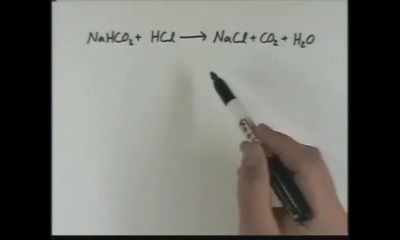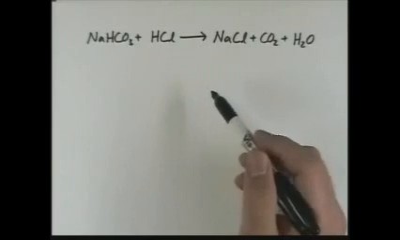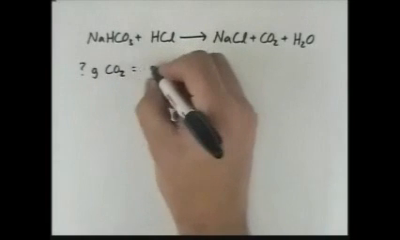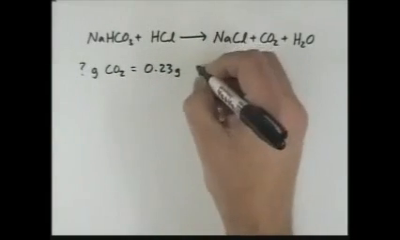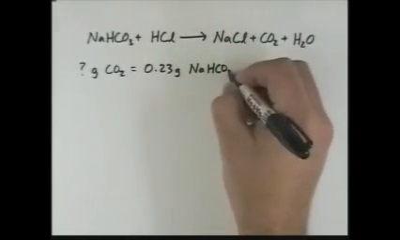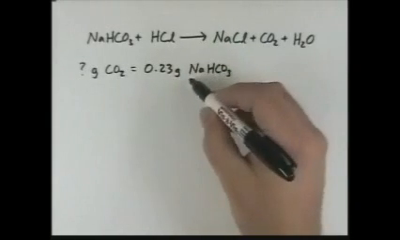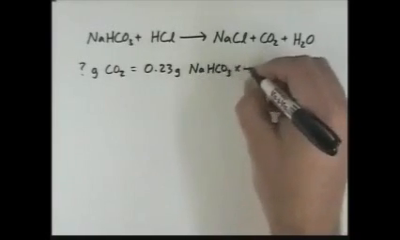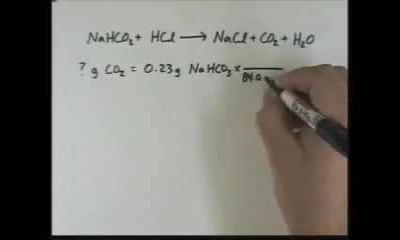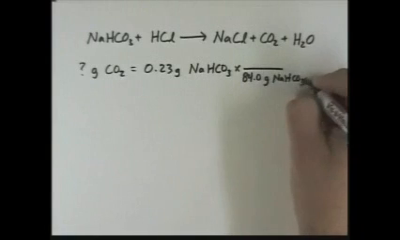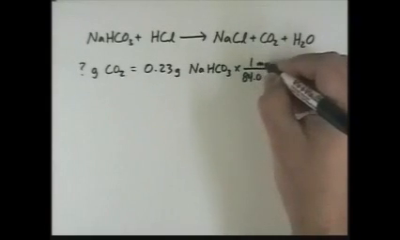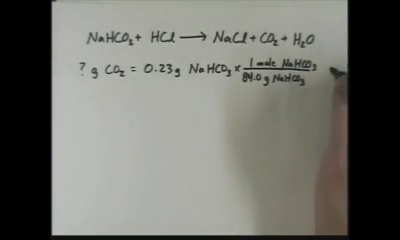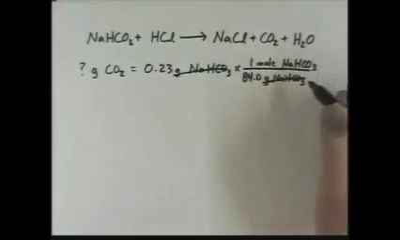So the first thing we need to do with this problem is to put our problem into the question mark format. How many grams of carbon dioxide equals 0.23 grams of sodium bicarbonate? I need to switch grams of sodium bicarbonate to moles by using the molar mass. So I put 84.0 grams of sodium bicarbonate on the bottom and 1 mole of sodium bicarbonate on the top. The grams of sodium bicarbonate cancel.